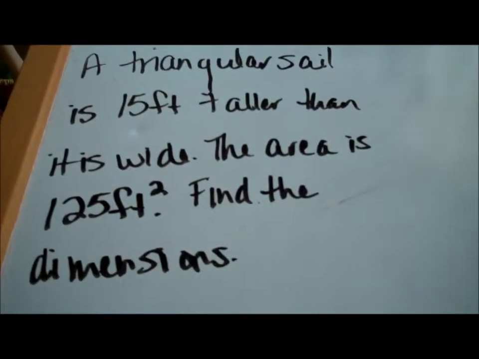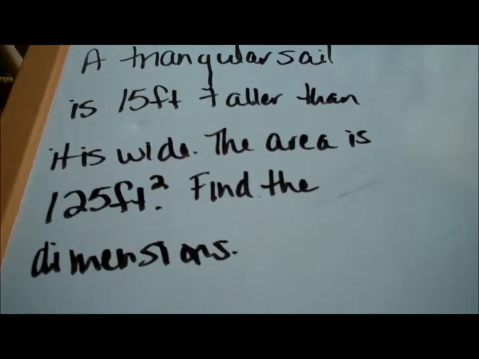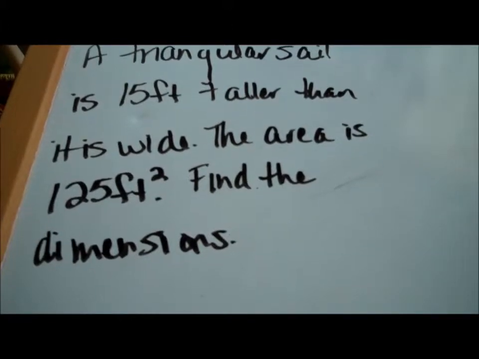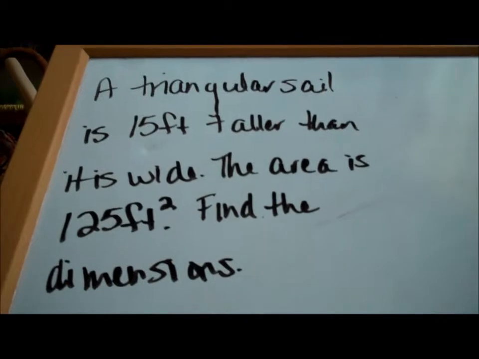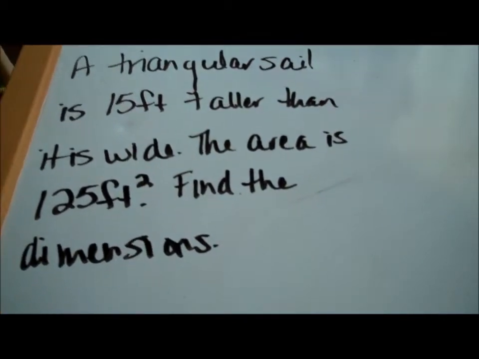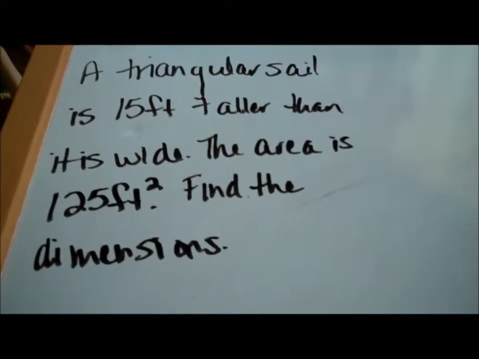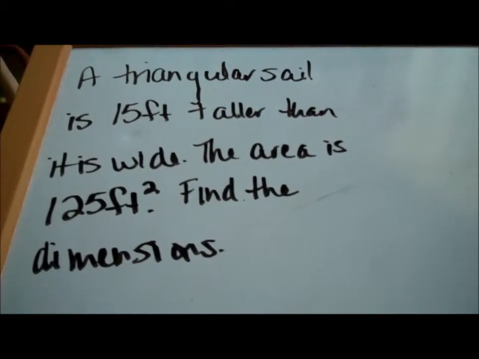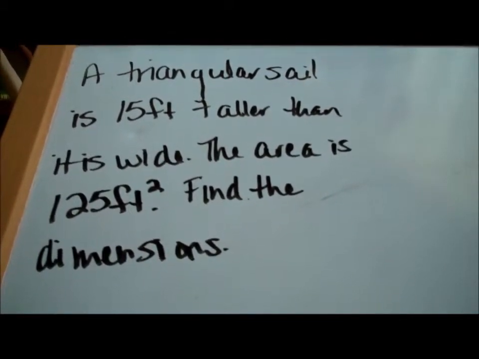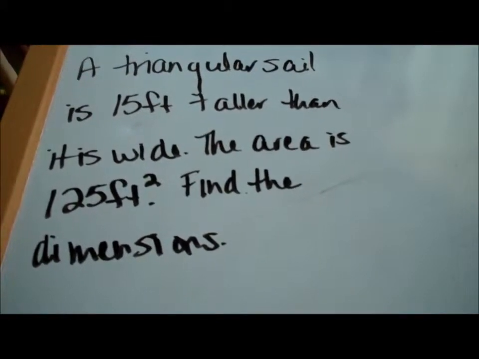Okay, the next problem says a triangular sail is 15 feet taller than it is wide. The area is 125 feet squared. Find the dimensions. Now, in the book and on my math lab, a lot of the problems are going to be given to you in picture form. That is not going to happen on the test. Again, if you need to draw a picture, you need to draw your own picture. I will not be providing a picture.